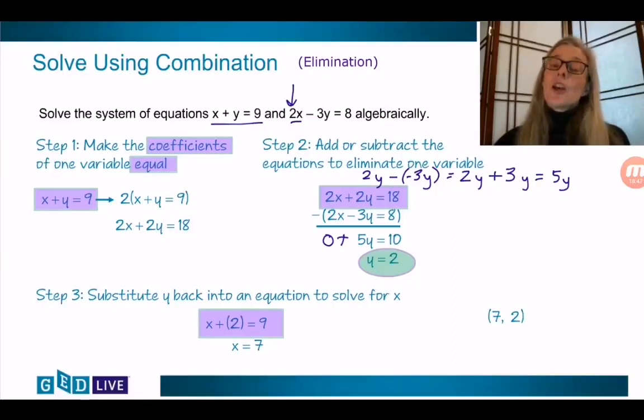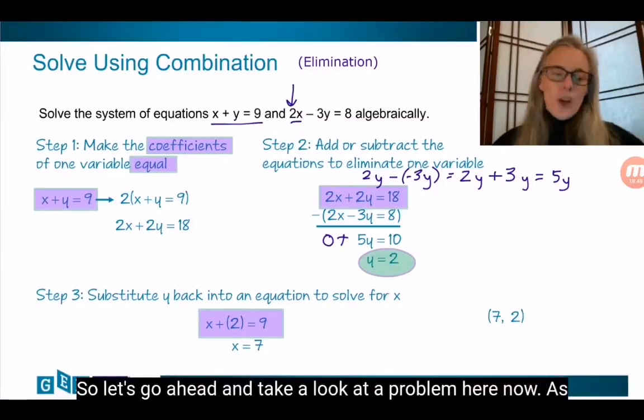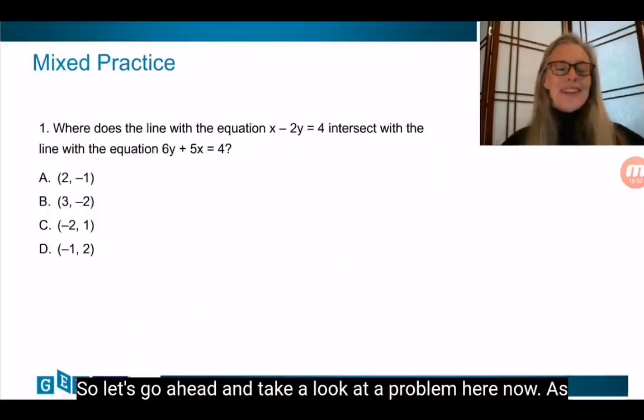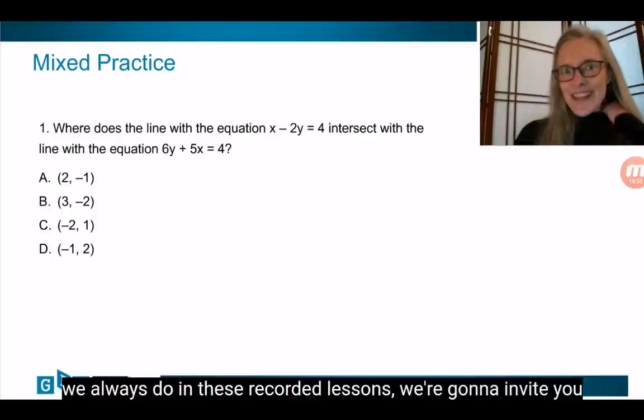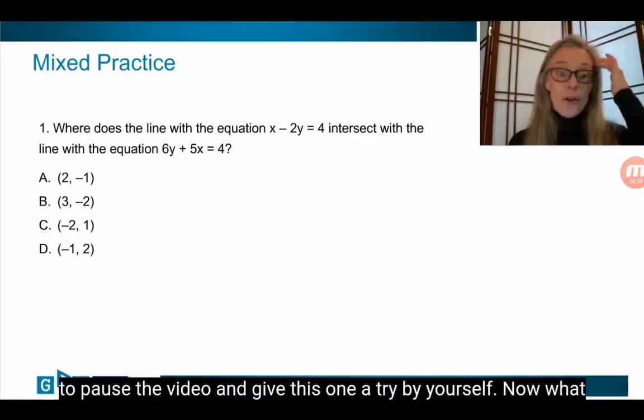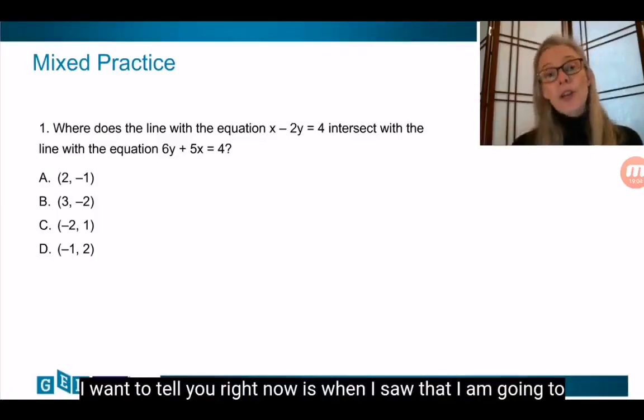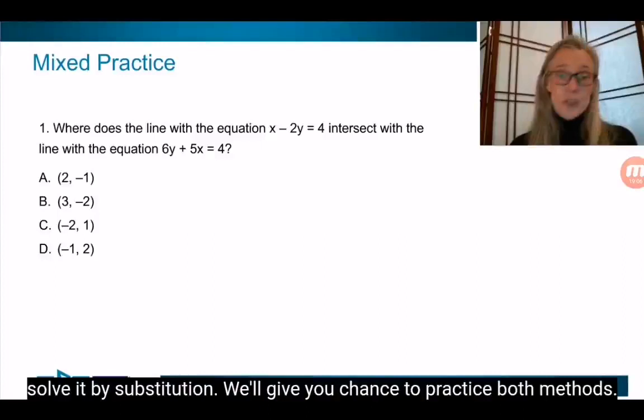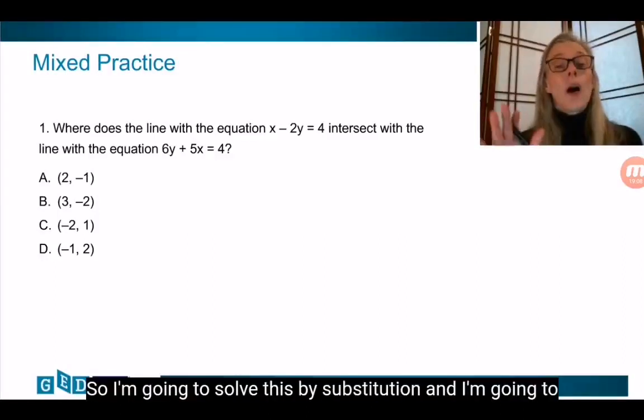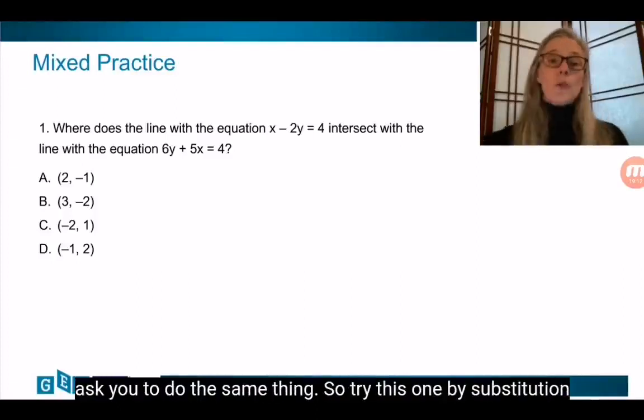Okay. So let's go ahead and take a look at a problem here. Now, as we always do in these recorded lessons, we're going to invite you to pause the video and give this one a try by yourself. What I want to tell you right now is when I solve it, I am going to solve it by substitution. We'll give you a chance to practice both methods. So I am going to solve this by substitution, and I'm going to ask you to do the same thing.